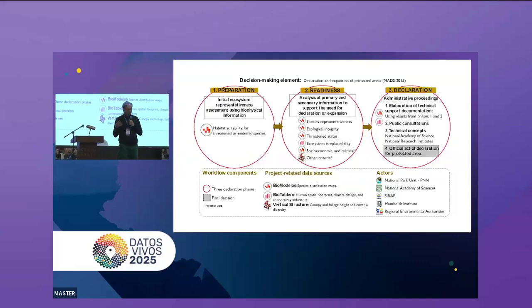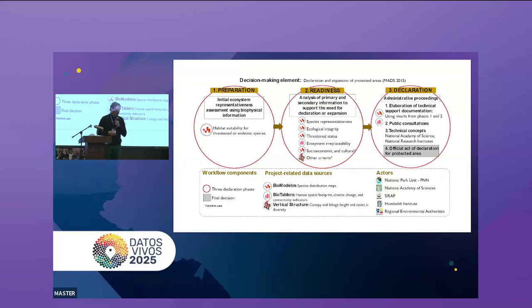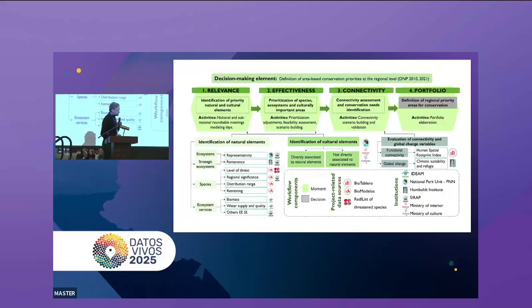Como les dije, desarrollamos 3 ejemplos que ilustran cómo se conectan los productos con decisiones. El primero es a nivel nacional, que tiene que ver con la declaración y expansión de áreas protegidas. Y consiste en 3 fases que terminan con la declaración del área protegida. Con base en la interacción con los usuarios finales pudimos identificar cuáles de estos productos y en cuáles de estas fases los proyectos produjeron información útil para la implementación de este flujo de trabajo.